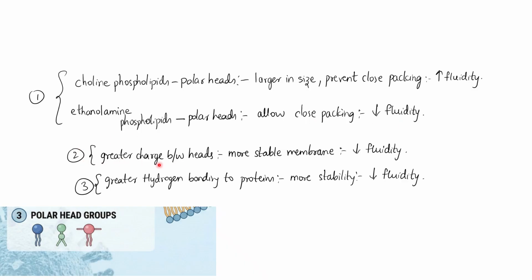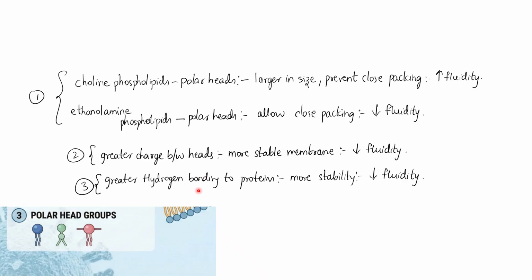Then coming to the next factor, that is the charge. If there is greater charge between the heads, we already know the phospholipid heads are polar because of the phosphate. If a higher charge is present, the membrane becomes more stable. A more stable membrane means less movement, so less fluidity. And finally, hydrogen bonding. You already know that between this lipid layer, the proteins are embedded or anchored.